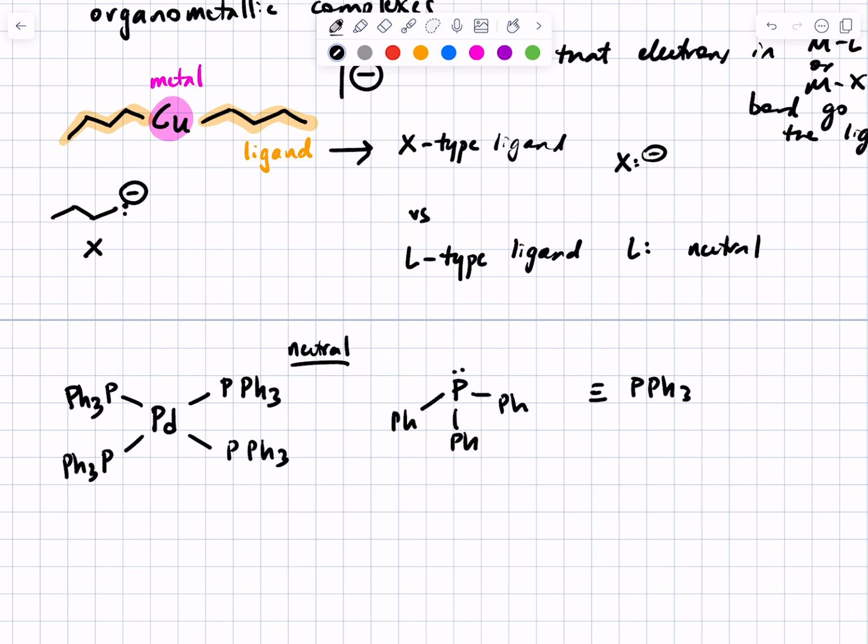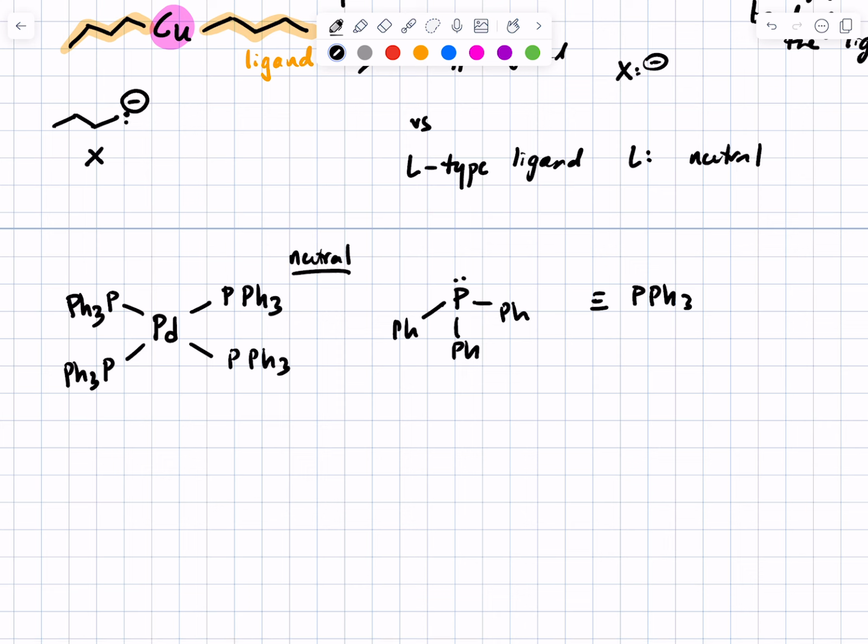Then you see, okay, if I pulled phosphorus away from palladium, if I conceptually did this in my mind, what would it leave as? It would leave as neutral triphenylphosphine. So the R group up here is an X-type ligand. The triphenylphosphine is an L-type ligand because it leaves as a neutral ligand.